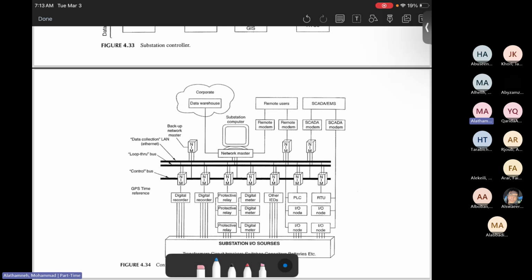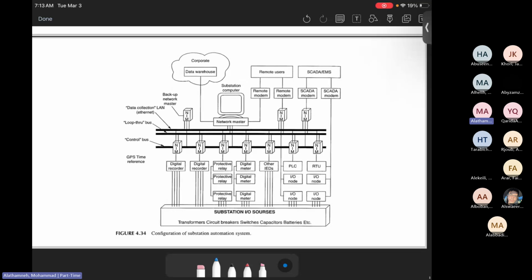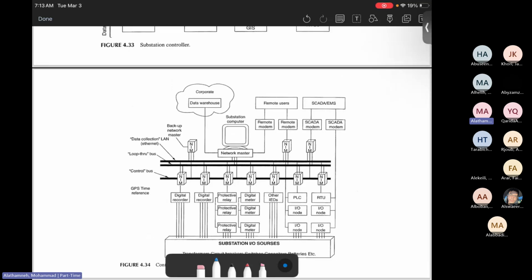And here's the last thing, about the configuration of the automation systems. We can see there is a computer, network master, and again, as I said, in Jordan this network is a regional network inside Jordan only. It's not going outside, to avoid any hacking or any problem. Then we have the server, then we have input output digital relays for detection relays, etc. That's the SCADA system.